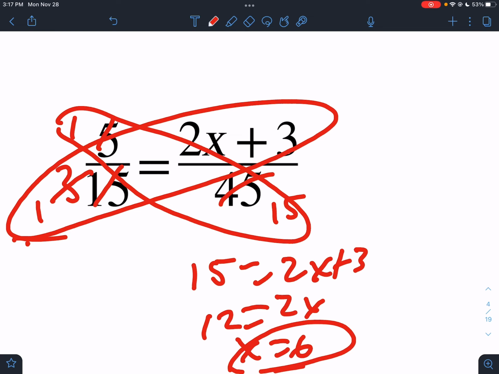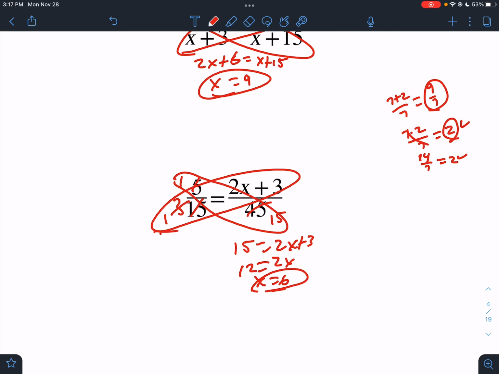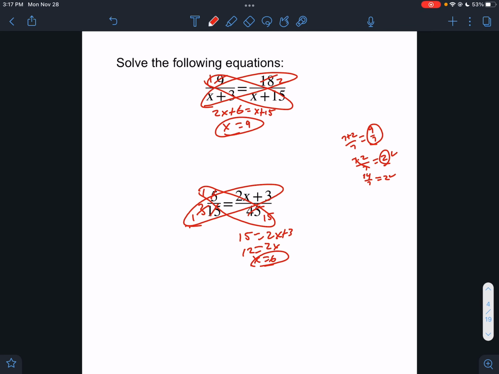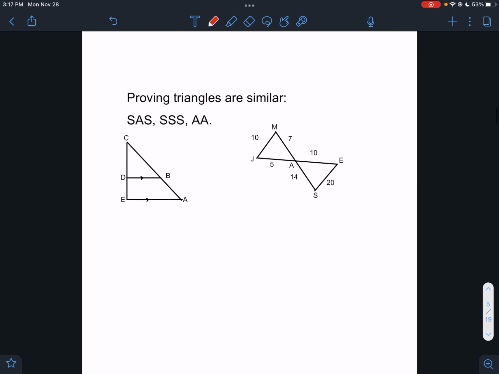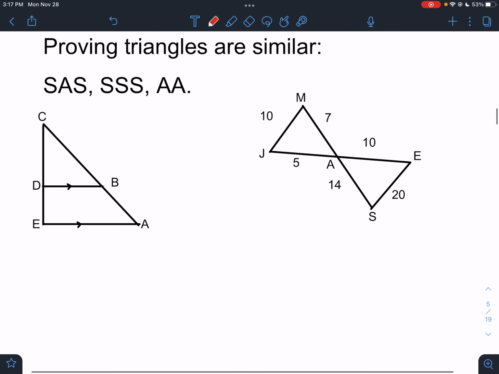Reduce, then cross multiply. If you don't do that, there's going to be some really hard questions. Reduce first vertically, then horizontally, then cross multiply. That's what you do. All right, next thing we got to know.